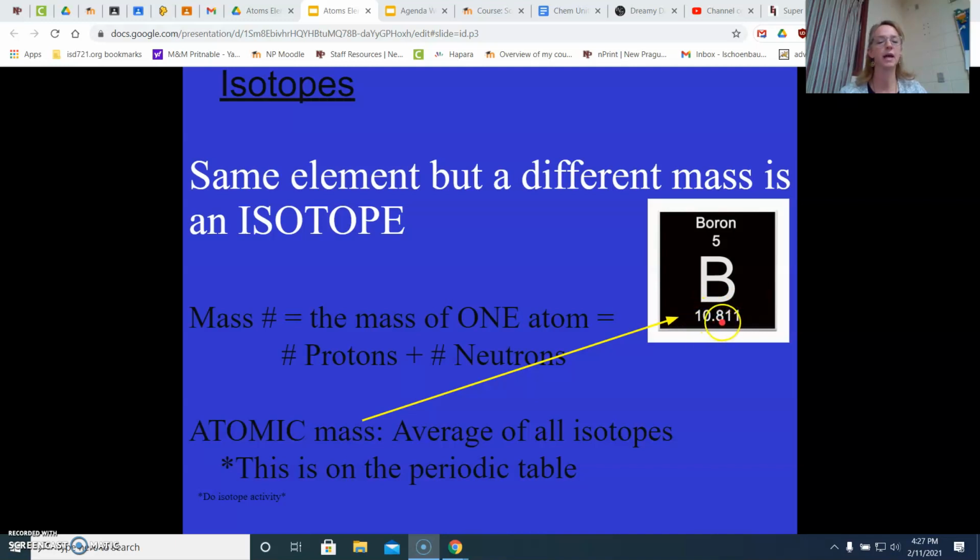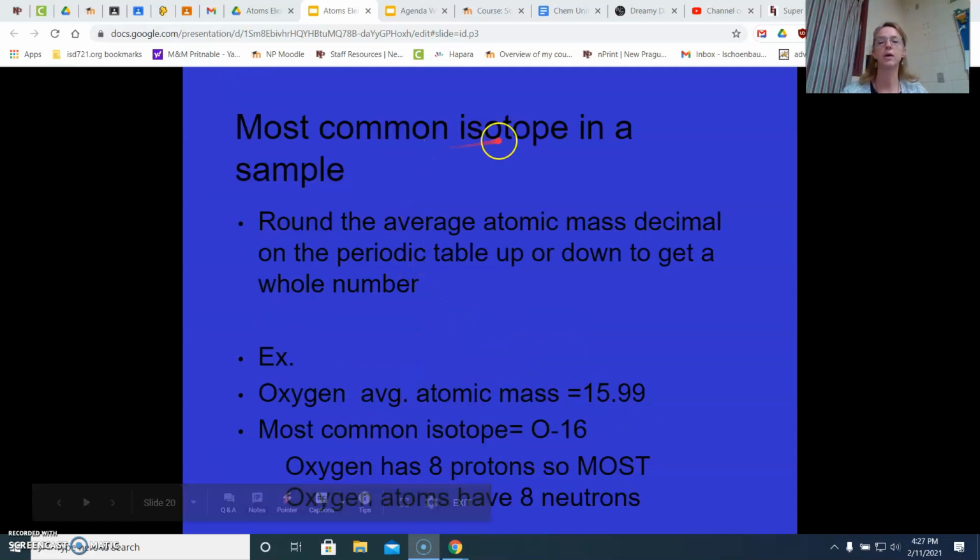Those versions of an atom are called isotopes. Those isotopes have the same number of protons but a different number of neutrons. So when you average up all these borons that weigh something different, you get an average atomic mass. So this is the atomic mass. Most borons probably weigh 11, which means most borons, because they have 5 protons, most of them will have 6 neutrons. So the most common isotope is whatever you round up that average atomic mass to.